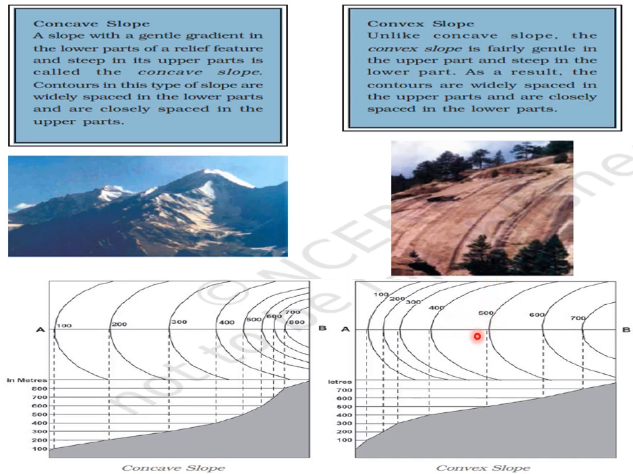If you see the upper part, it is less steep than the lower part. So here we can say that the contours are widely spaced in the upper parts and are closely spaced in the lower parts in the convex slope.